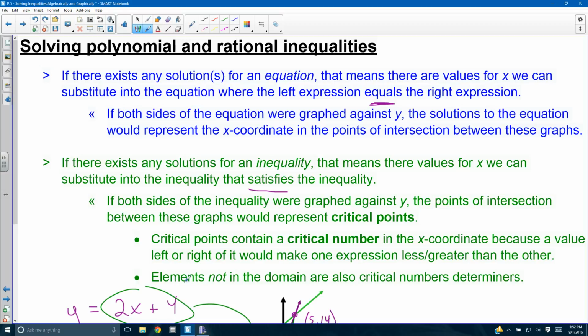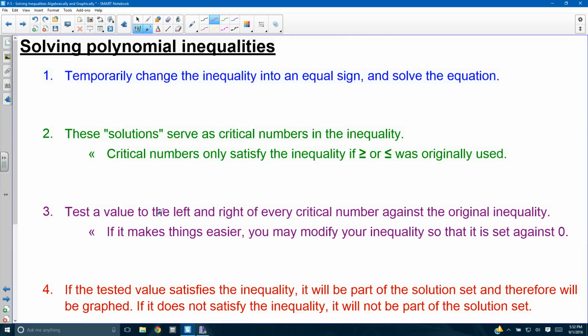Elements not in the domain, this is actually an important point. Elements not in the domain are also critical number determiners. So if you find a restriction in the domain, you're going to consider that a critical number because of that asymptote stuff we were talking about.